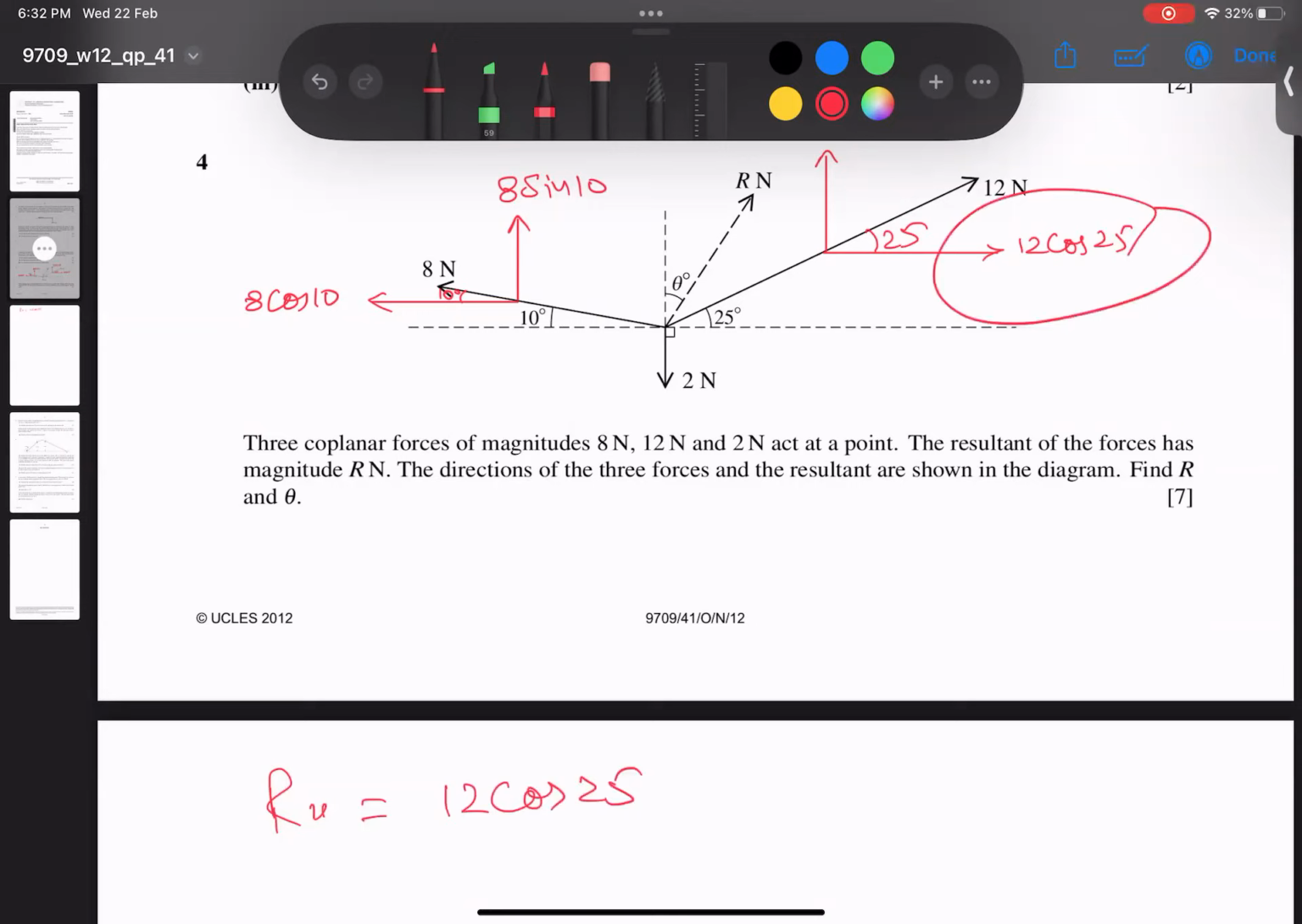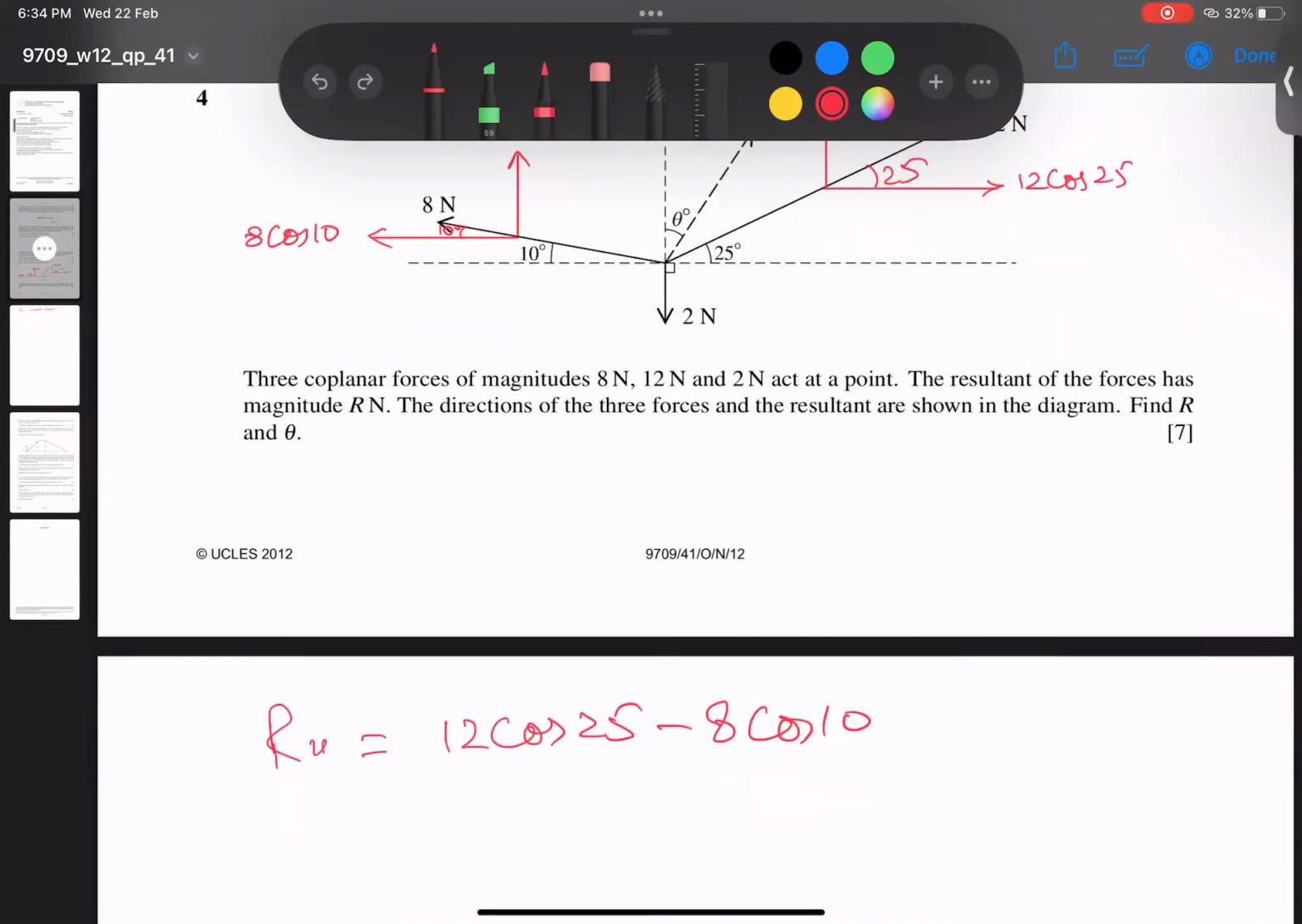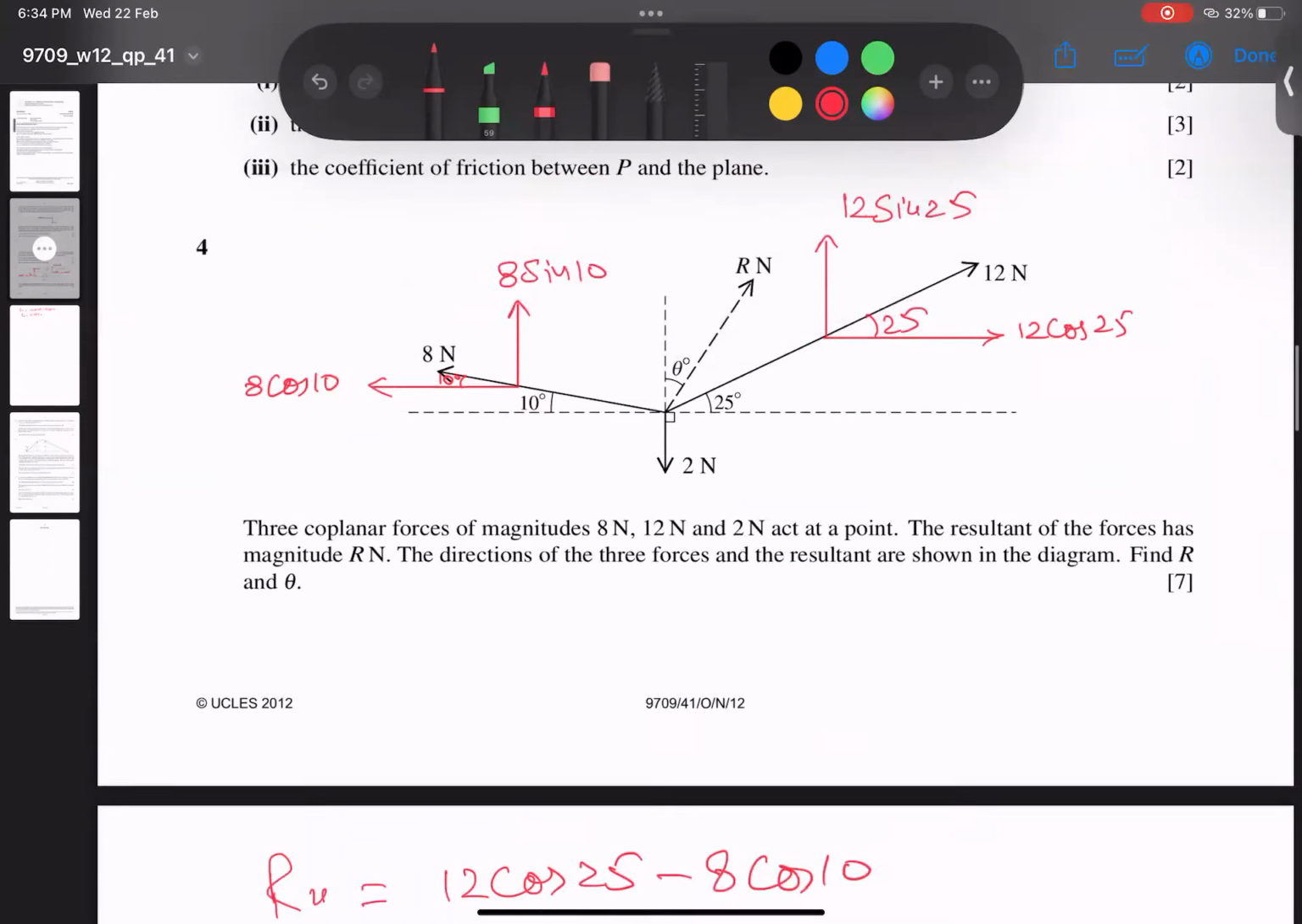Now I have Rx and I just find the Rx value. It's a matter of typing in the calculator: 12 times cos 25 minus 8 times cos 10. It is giving me Rx as 2.9972. Now what is Ry?